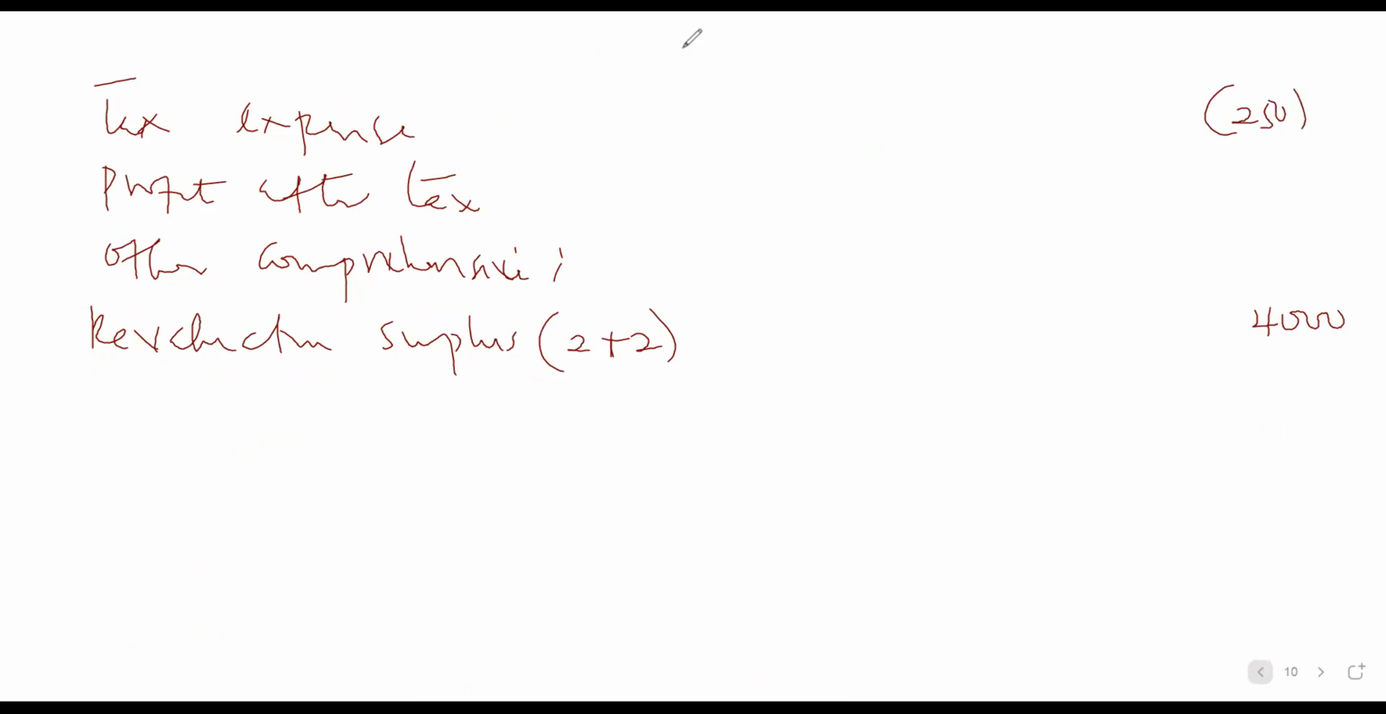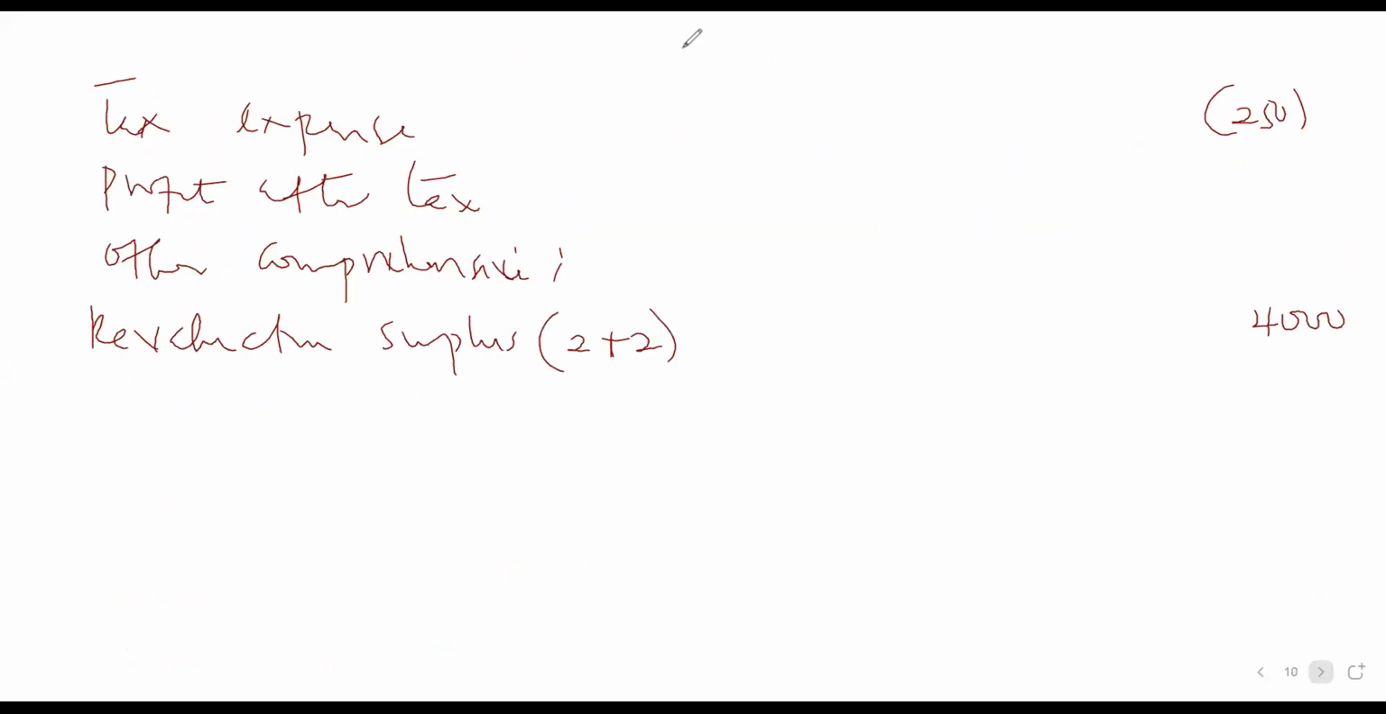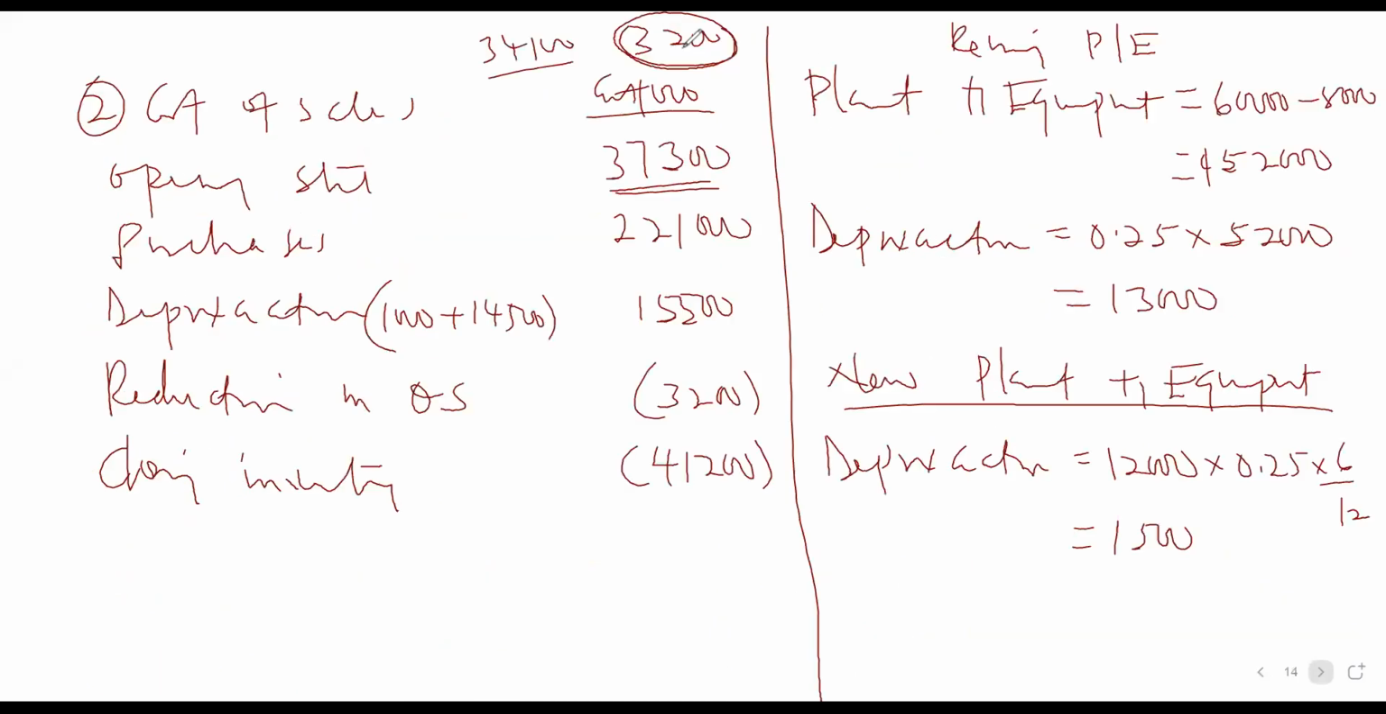Okay. Let's come to our revenue. What is the revenue figure? 372,300. And nothing has affected that. Let's come to cost of sales. The cost of sales, we have to do workings for it. And what is the workings for the cost of sales?